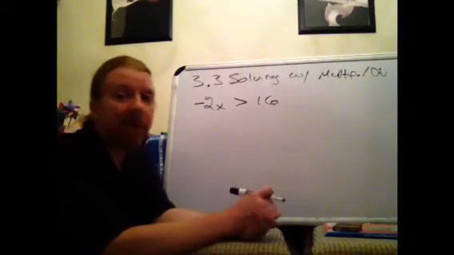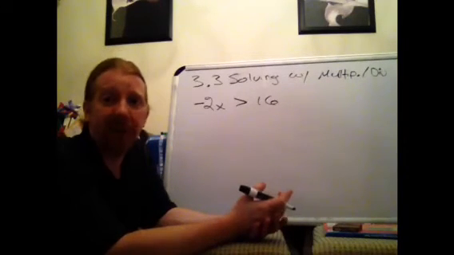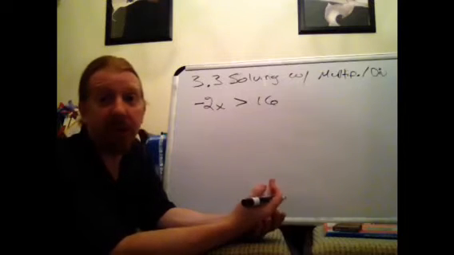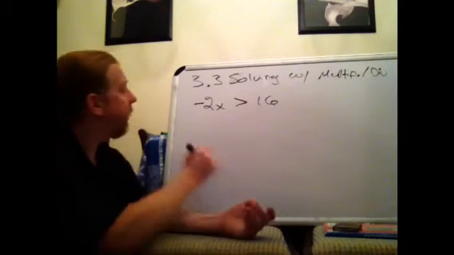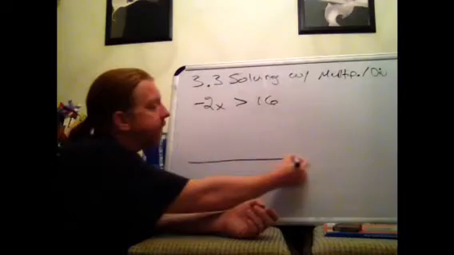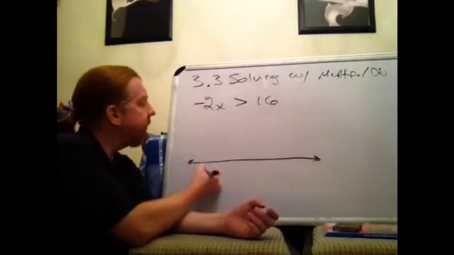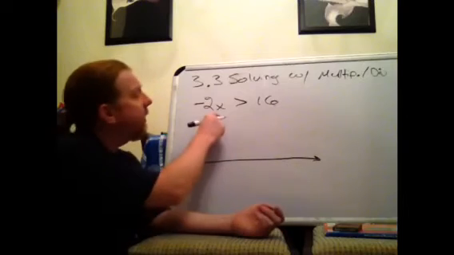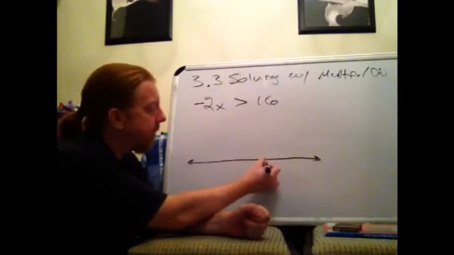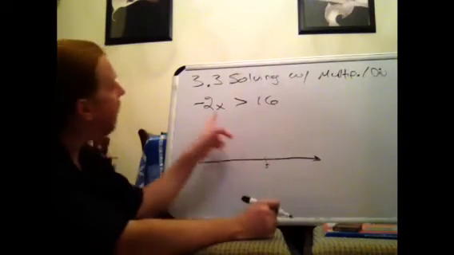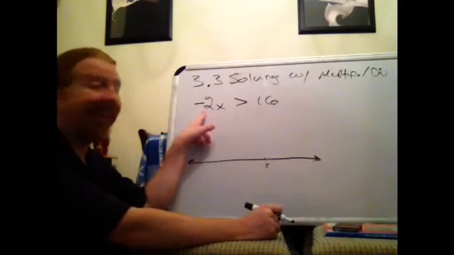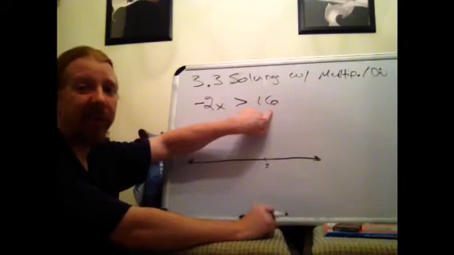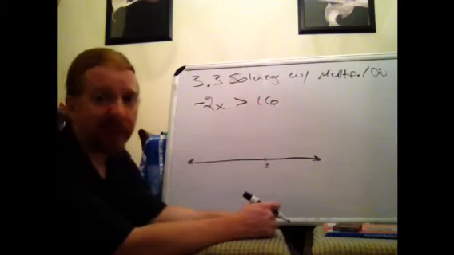Now, let's think about some numbers that are going to make this true and do some guess and check in order to verify the rule before we even get rolling too far down the line. So if I have my number line, let's guess some numbers and see which ones happen to work. What if I put in the number 5? So there's 5 on my number line. 5 times negative 2 is negative 10. That is not greater than 16, so that's out.